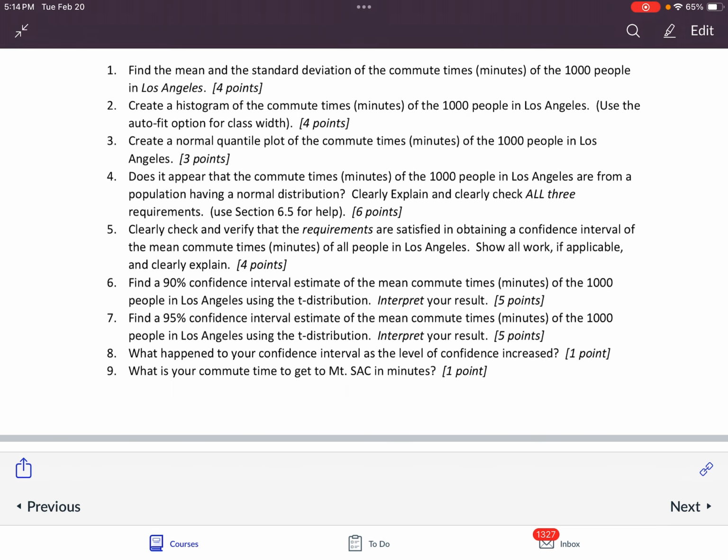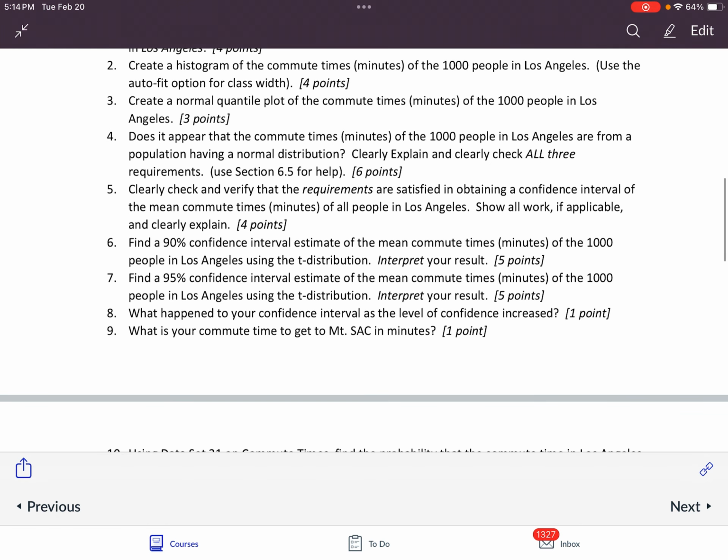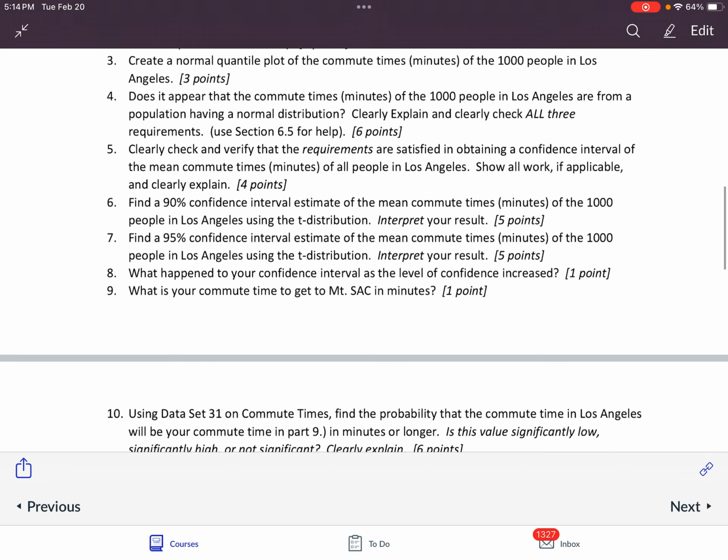So once you have all that data in, we did the same exact problem in coming up with the mean and the standard deviation using those descriptive statistics in project 1. Number 2 says to create a histogram of the commute times in minutes of the 1,000 people in LA, but this time for the histogram, I'm not telling you a class width or anything. It says use the auto fit option for class width. So you'll see that on StatDisk.